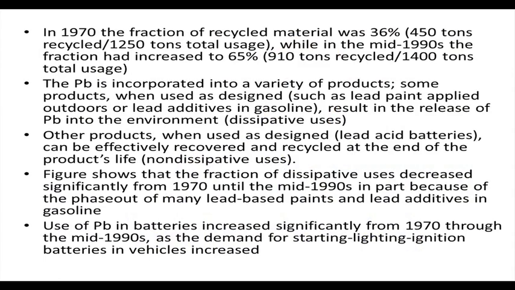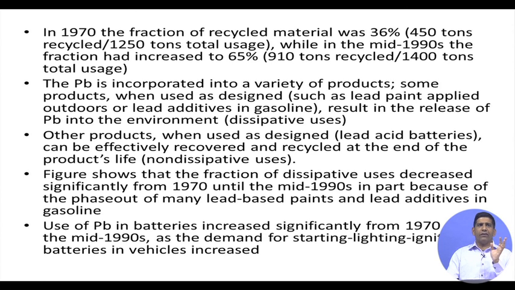Some important points from the previous slide. In 1970, the fraction of recycled material was around 36%. So 450 tons out of 1250 tons of the total usage was coming from recycled material. While in the mid 1990s, the fraction has increased to 65%. So we had 910 tons of recycled material plus 1400 tons of usage.